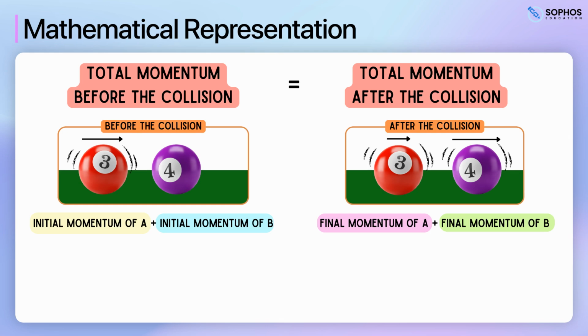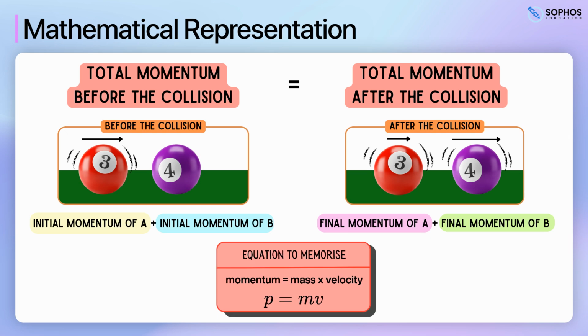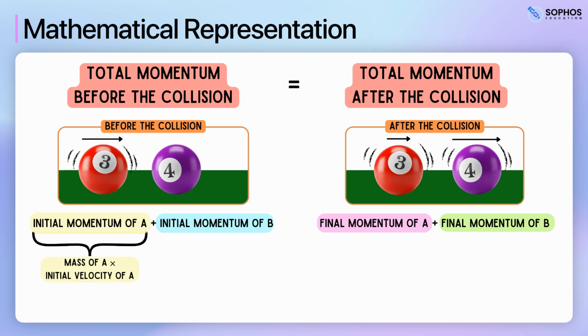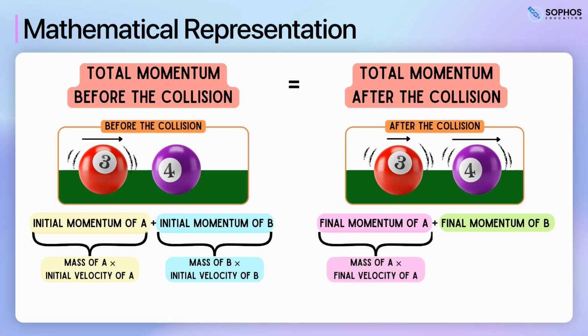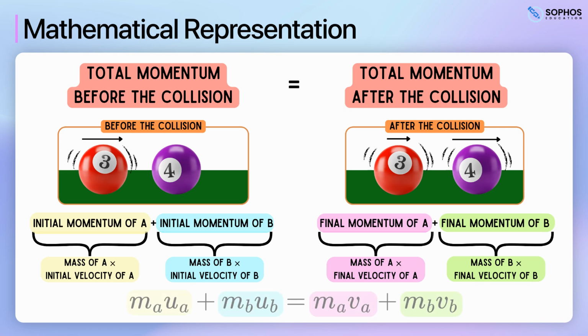Let's break this down further. Recall that momentum equals mass times velocity. Let's use this fact to write the initial momentum of A as the mass of A times the initial velocity of A. We can then do the same for the initial momentum of B, the final momentum of A, and the final momentum of B. Great, so we have broken down the principle of conservation of momentum into a mathematical expression. We can now use symbols to make this even simpler. Using m to represent mass, u to represent initial velocity, and v to represent final velocity, we can now write the expression like this. Now that we have learned how to represent the conservation of momentum mathematically, let's apply this knowledge to a few specific problems.